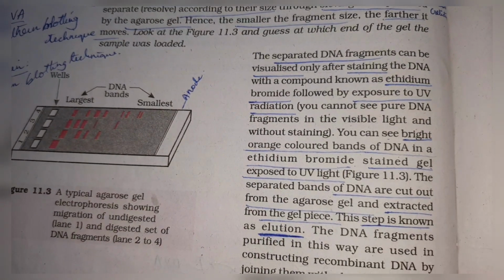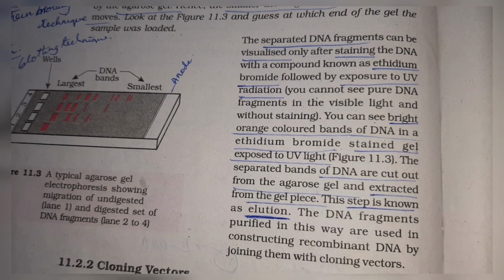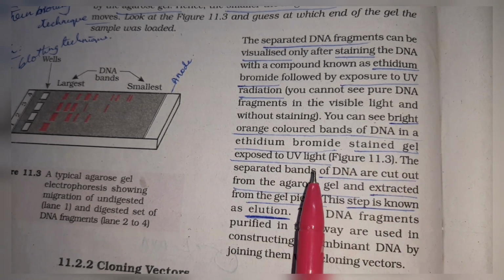The separated DNA fragments can be visualized only after staining the DNA with a compound known as ethidium bromide, followed by exposure to UV radiation. First, you cannot look at the naked DNA. You need to stain the DNA with ethidium bromide, then you need to expose it to UV light. You cannot see pure DNA fragments in visible light without staining. So, when you expose it to UV light after staining it with ethidium bromide, you can see bright orange colored bands of DNA in the ethidium bromide stained gel.